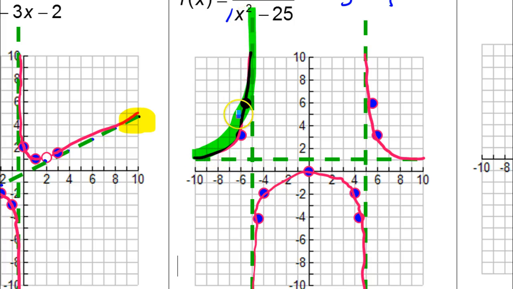So this increasing portion of the graph goes from negative infinity to negative 5. It stops at the vertical asymptote. So negative infinity to negative 5, that's an increasing interval.